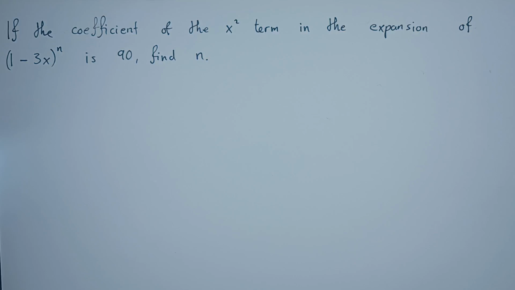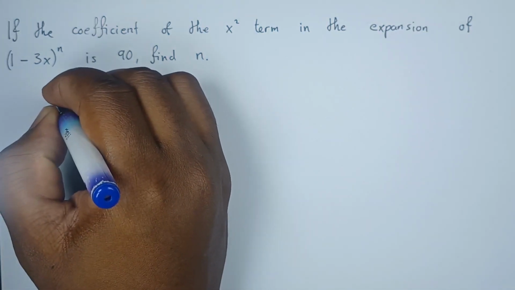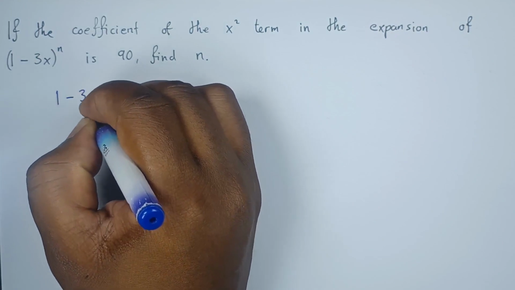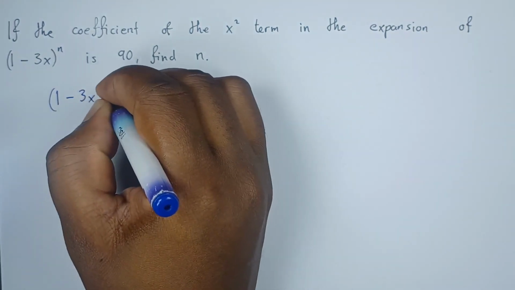So it reads, if the coefficient of the x squared term in the expansion of (1 minus 3x) to the power n is 90, find the value of n. Okay, so what we can do first of all is, let's write it as a binomial expression. So we have (1 minus 3x) raised to the power n.